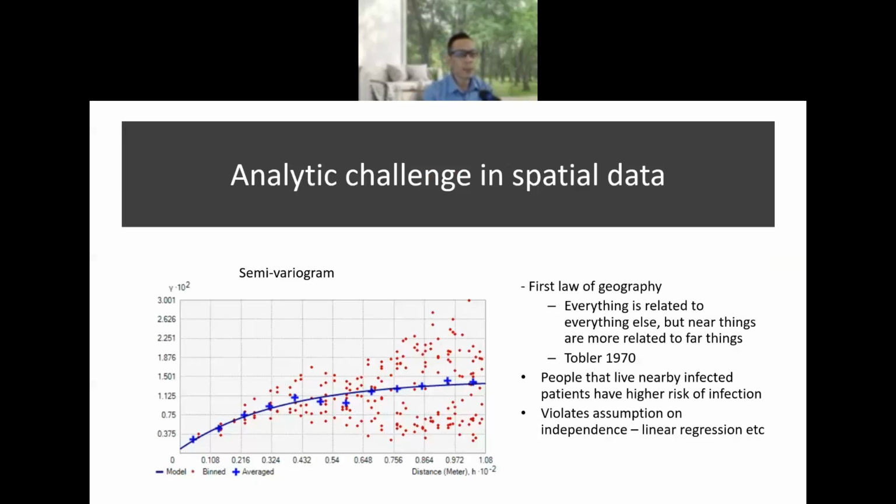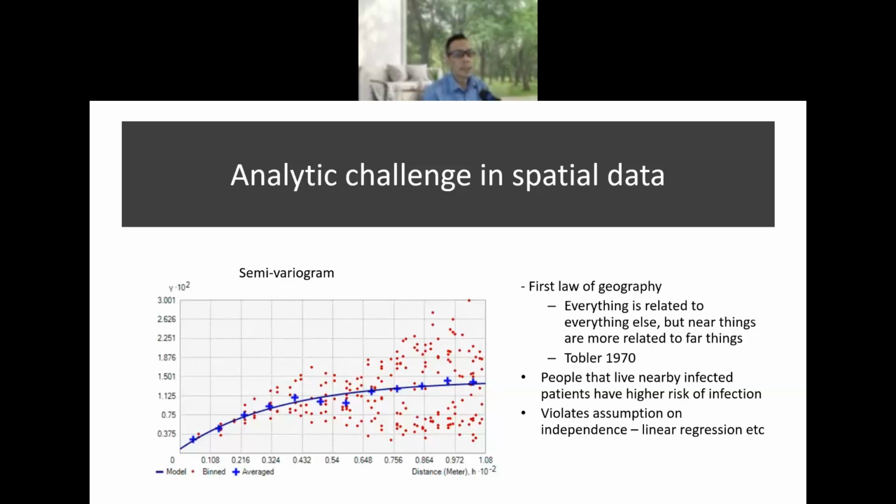But when you want to analyze the spatial data, you have to be careful because the first law of geography says that everything is related to everything else, but near things are more related than far things. This is the first law of geography by Tobler. So it says that whatever is near is more related compared to whatever is farther away. So people who live nearby infected patients have a higher risk of infections.